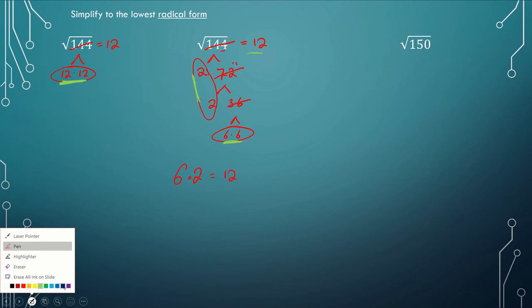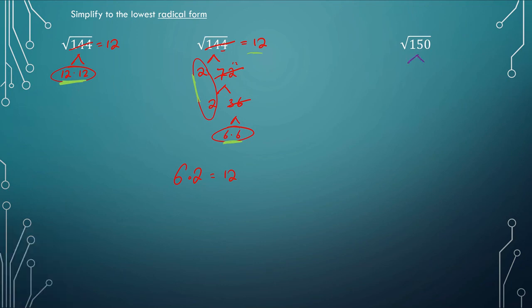So let's take a look at this one. 150, once again, I can't really think of two numbers, but we know it's an even number, or it ends with a 0, so we're going to try 10. 10 times 15 is 150. And I can further break down both of these. Two numbers that multiply to 10 are 2 and 5. Two numbers that multiply to 15 are 5 and 3.